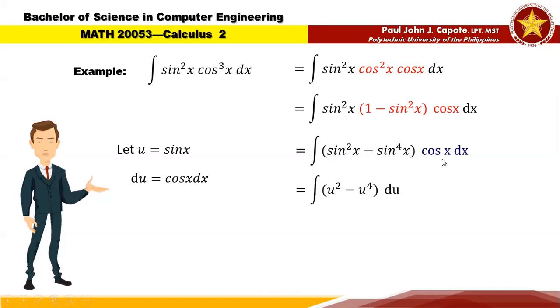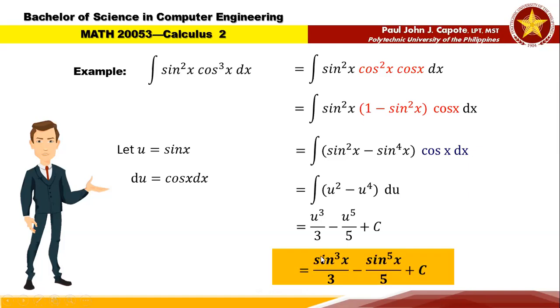Okay, then substitute u. So we have the integral of the quantity u squared minus u raised to 4 du. This form follows the general power rule, or we can use the general power rule to solve and evaluate this integral. And so this becomes u raised to 3 over 3 minus u raised to 5 over 5 plus c. And then substitute the value of u, which is sine x. And so we have sine cubed x over 3 minus sine raised to 5 x over 5 plus c.